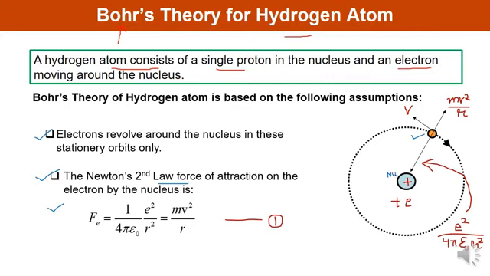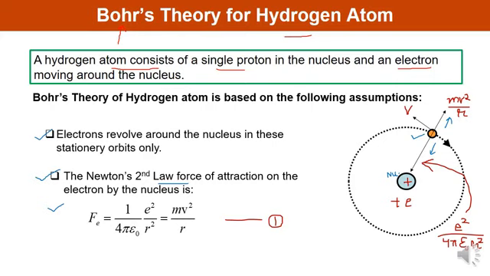Electron is moving in the orbit around this particular nucleus. Here, the outward centrifugal force balances the electrostatic force of attraction, that is Coulomb's law, towards the nucleus. So when these two forces balance each other, you can write down this particular equation.